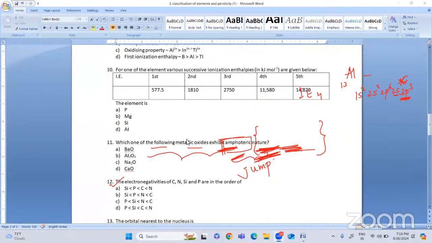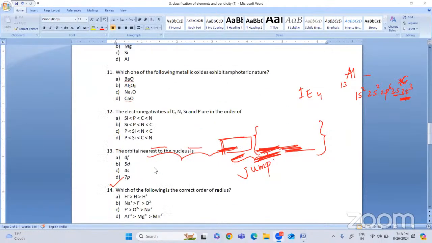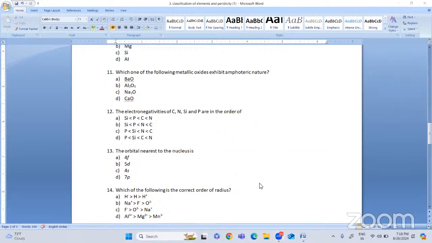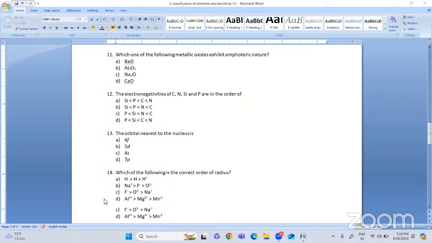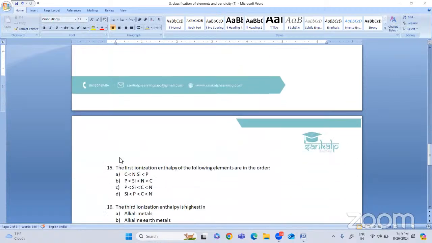So we are trying to solve many such types of questions based on ionization enthalpy, because ionization enthalpy is a very important concept. So I have tried to solve many questions on that.